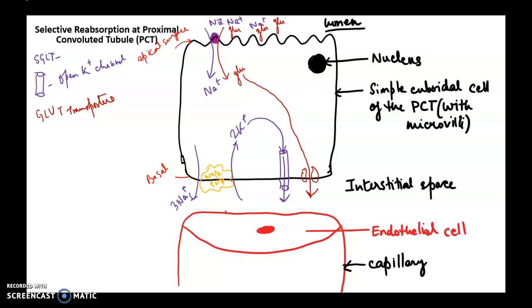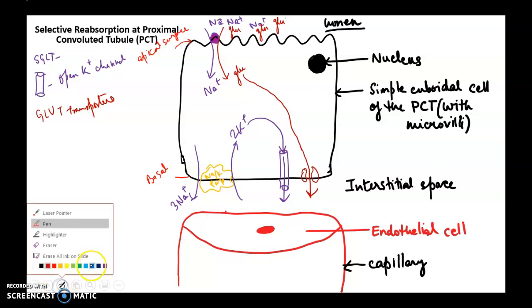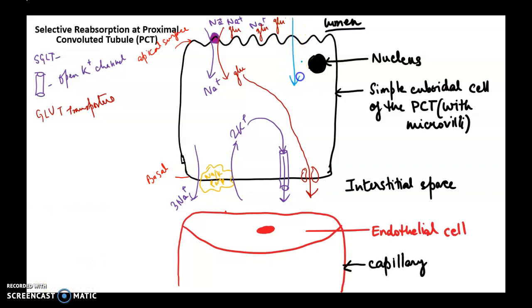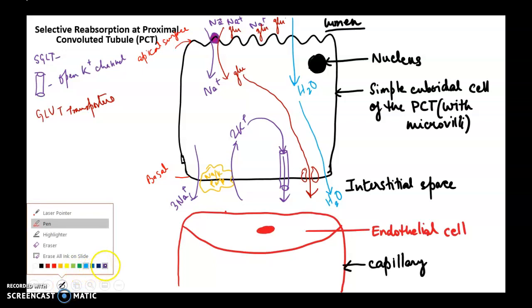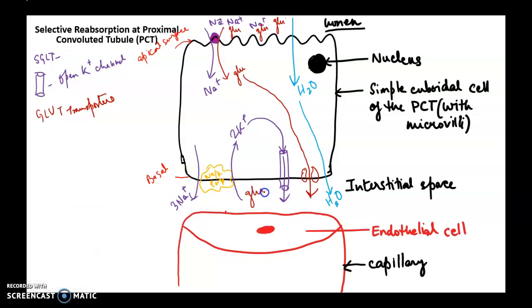What else? Well, as sodium and glucose come in, have you forgotten water? Osmosis, water will follow. So we will have water coming in, and then this water will move out by osmosis. All right. So now we have sodium, we have glucose, and we have water in the interstitial space. These things will move into the endothelial cell of the capillary by simple diffusion.